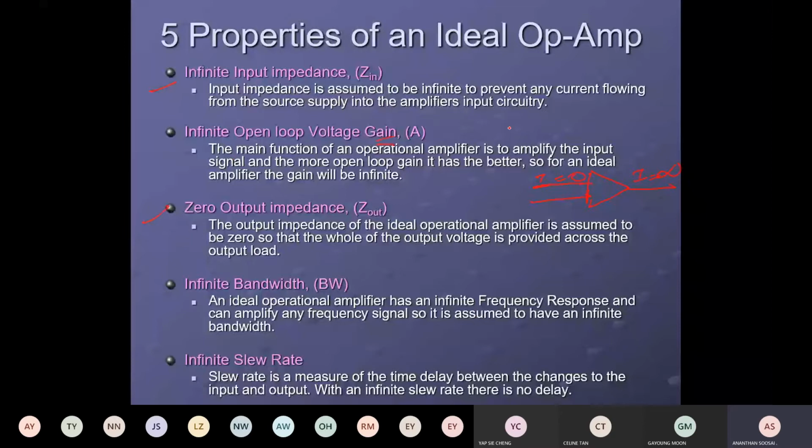So infinite gain, what is gain actually? As I told you, output over input is gain. Normally, for an ideal op-amp, the gain is infinite, but in reality, how much? It's normally about 10 to the power of 5.